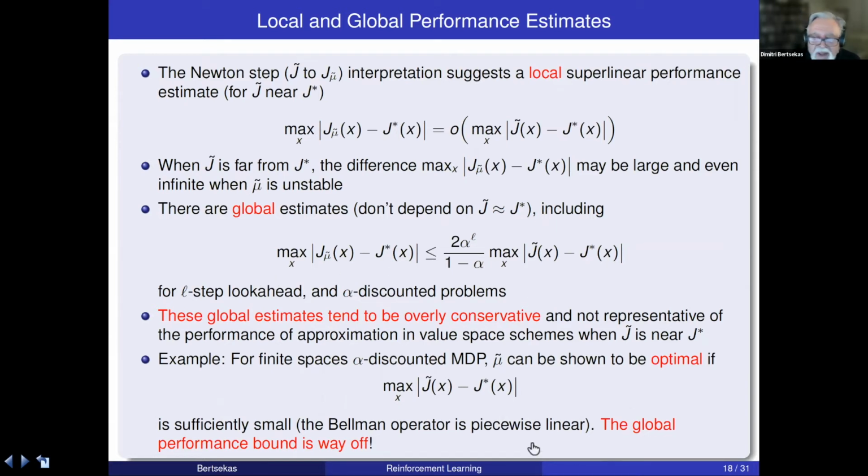And what's happening here, for those of you who have looked into this Bellman equation and Bellman operator stuff a little more closely, is that for this type of finite spaces, alpha discounted MDP, the Bellman operator is piecewise linear. So the Newton step is exact, and finds you the exact optimal solution if started within a neighborhood of J star, within which the linear pieces that are active do not change, basically.